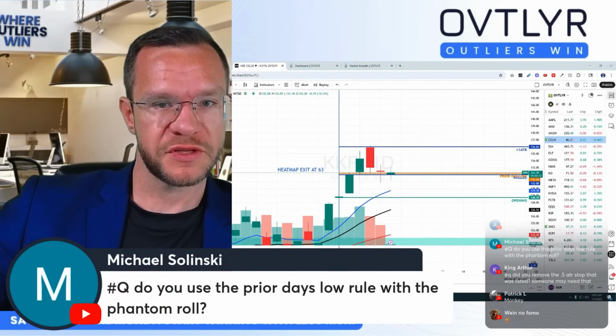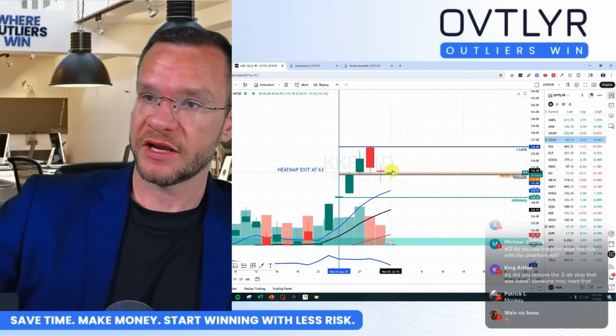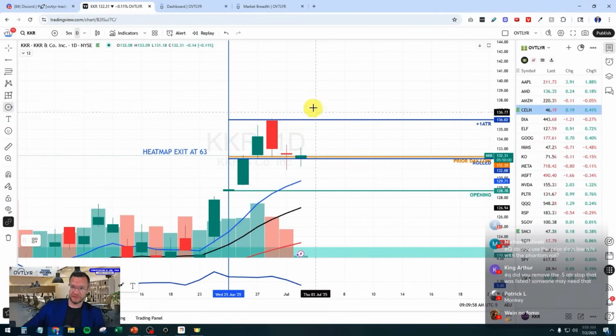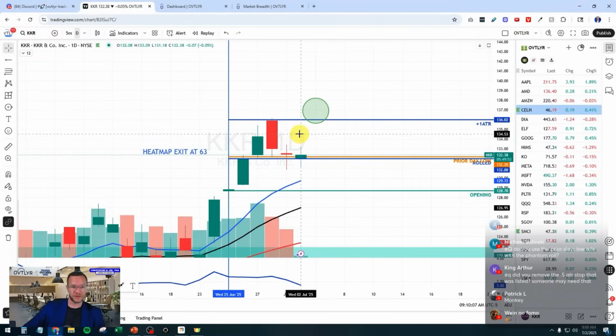Do you use the prior day's low with the phantom roll? Yes. But in this case here, in KKR, we can see right here. If it closes up here, and I would love if it does, that prior day's low is going to be significantly lower than the half ATR, and we're always looking to find that lowest risk point.